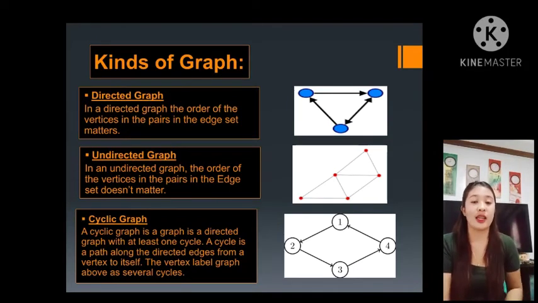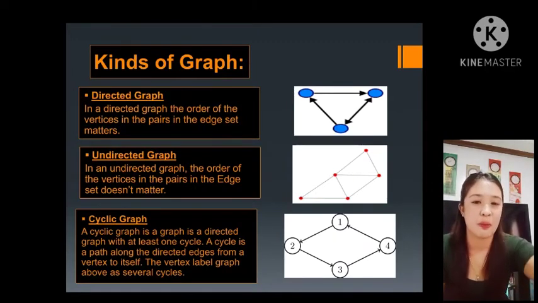Another kind of graph is the cyclic graph. A cyclic graph is a directed graph with at least one cycle, a path along the directed edges from a vertex to itself. The graph above has several cycles. The relationship between nodes in a graph can be represented with an adjacency matrix or an adjacency list. Both represent directed edges. A connection between two nodes is a one-way relationship.